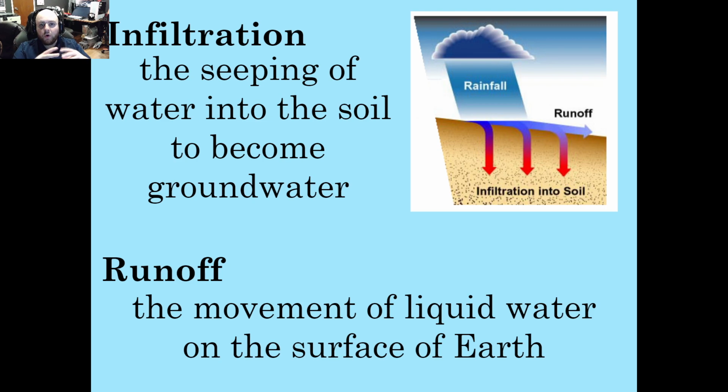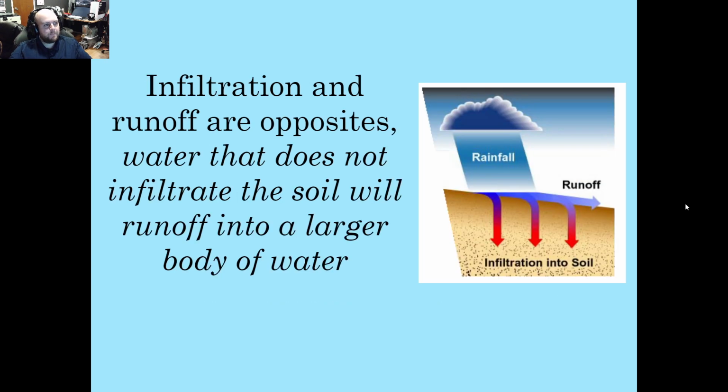Not all of the water gets seeped into the soil. A lot of it just runs across the surface. We call that runoff. And so the definition of runoff, which you also write down in your notes, is just the movement of liquid water on the surface of Earth. All right. So infiltration and runoff are opposites.